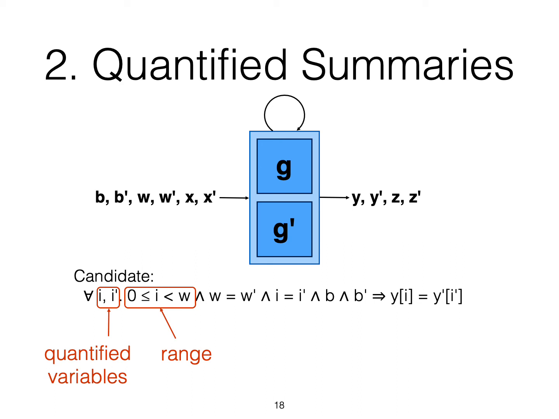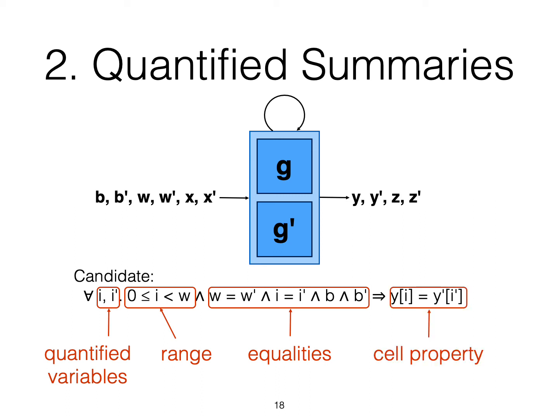Here it only restricts the unprimed version, but if we look at the next component, the equalities part, we can see here that i and i prime are equal, so the range also restricts the values that i prime can take on. If we look at other things that are in this part of the candidate, we can see that we again have that activation variables are both true here, and we also have equalities of the primed and unprimed versions of some of the input variables. Here, w equals w prime. Finally, on the right-hand side of the implication, we have the cell property, which consists of the ith and i primed elements of y and y prime being equal.